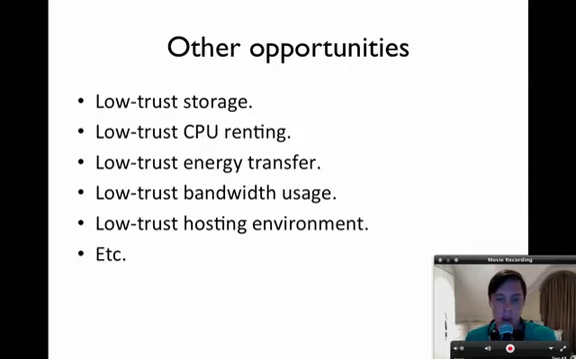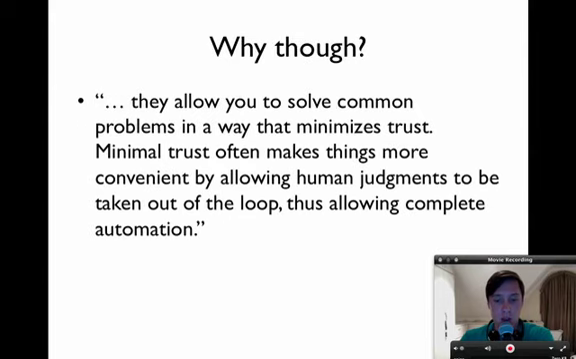In this space, looking at the future of autonomous agents, there are a lot of pieces that need to fit together for these programs to function autonomously, and there are things like having the capability of low trust storage, renting and paying for CPU cycles, low trust energy transfer, low trust bandwidth usage, low trust hosting environments, etc. So it's a very exciting space to work with, and I think the future is more and more going to allow these types of services, because if we allow programs to function more autonomously, we can see much more exciting systems.